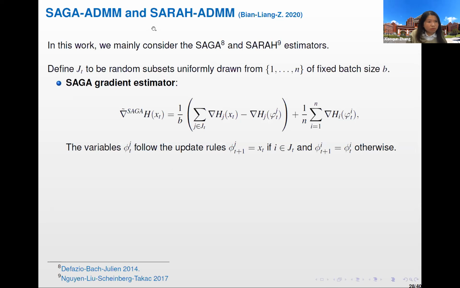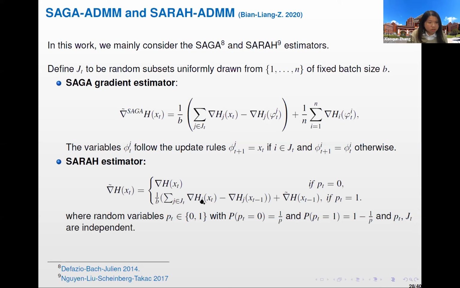So we consider two types of stochastic gradient. One is based on SAGA, another one is SARAH type. The so-called SAGA-type gradient estimator is based on this kind of update, okay? For the sampled set, if you belong to this batch, we update it, and for the rest of them, we use the old full gradient part, okay? And SARAH takes a different strategy. We use the old one or the new one based on probability, okay?